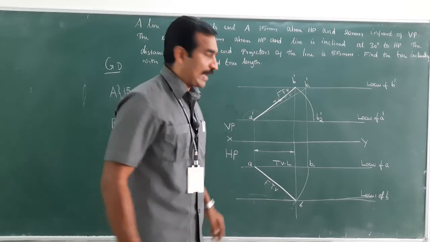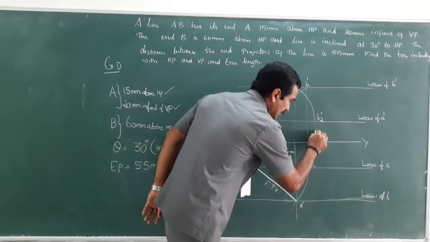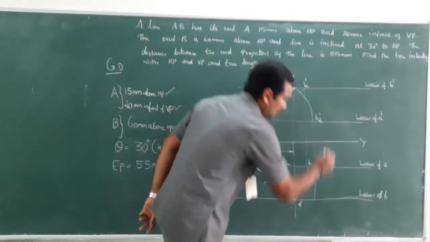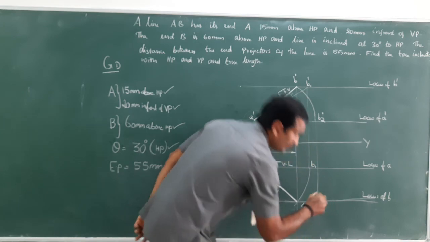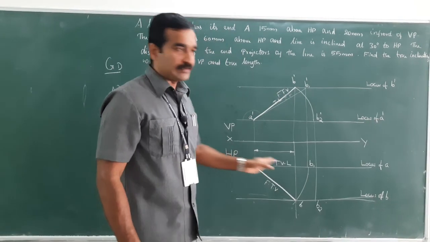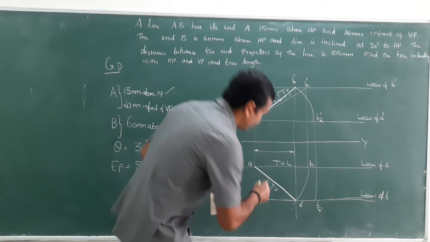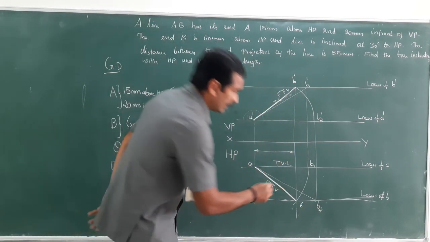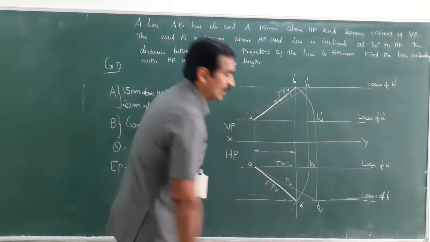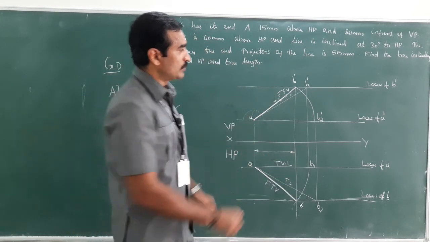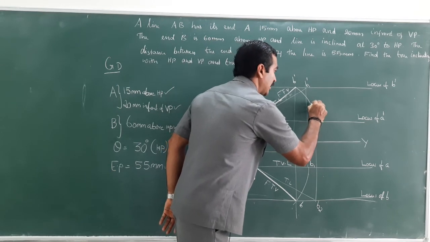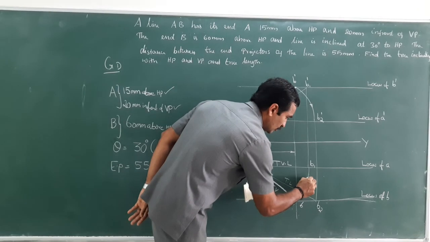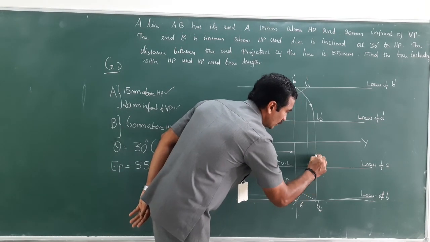Now extend this line till it intersects the locus of B. So B2 dash becomes B2. Now connect the points A and B2 with a thin line. This is nothing but the true length. So now put the arrow showing how the drawing flows. So it is in this manner, right? So you need to show the arrow.